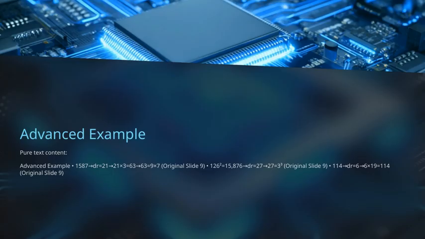Next, consider 126 squared, which equals 15,876. Its digital root is 27, and if we reduce that further, 27 becomes 3 cubed, or 3 raised to the power of 3. This shows how large numbers can be simplified down to fundamental roots, revealing underlying patterns.